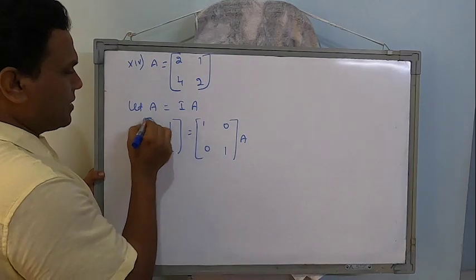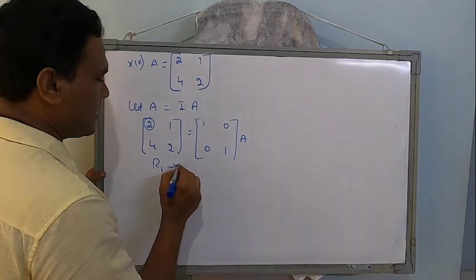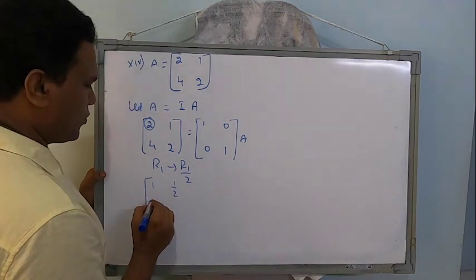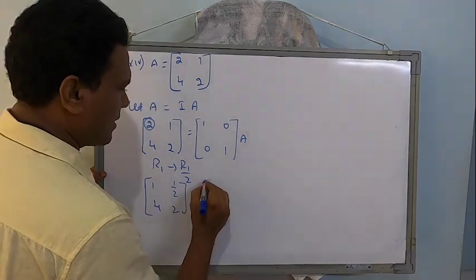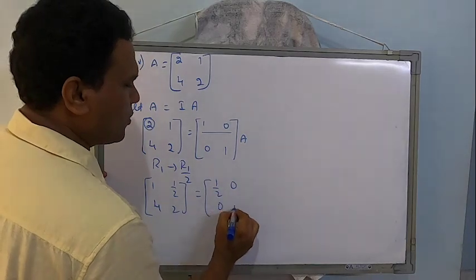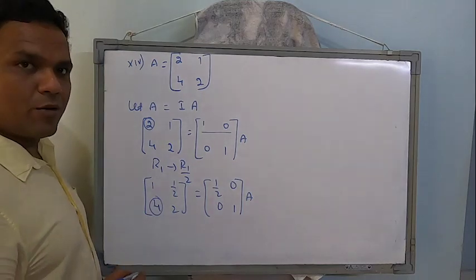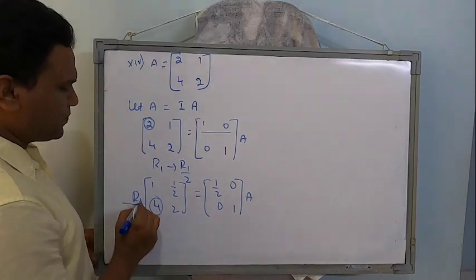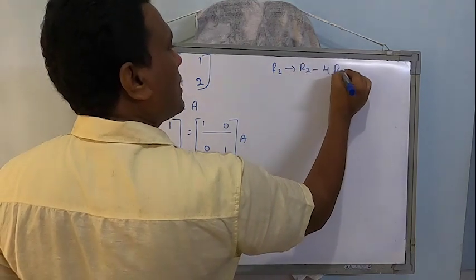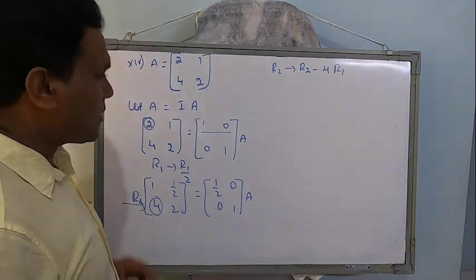What is my target? This has to be made as 1. So R1 is R1 by 2. That's enough, no? So 1, 1 by 2; 4, 2. No change. Correct. So 1 by 2. Here also. These are also elements of R1, right? 0, 0, 1. Right. My next thing is this has to be made as 0. That's an element of R2. Correct, no? Okay. So R2 is written as R2 minus 4 times R1. Whatever the number is there, multiply just above that and subtract with the same.